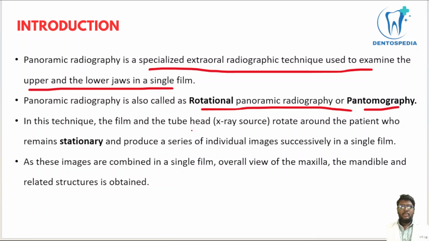In this technique, the film and the tube head, that is the X-ray source, rotate around the patient, and the patient remains stationary throughout the process. The X-rays are directed towards the patient, so we'll get a series of images, and then these images are combined to form a big image. Some small images are taken by the machine, and then these small images are combined together to form a large image. That's why we are getting a large field of view from this OPG.